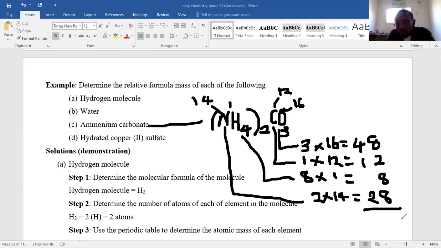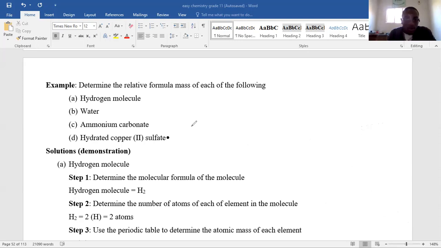Putting them together, 8 plus 8 is 16, plus 8 is 24, plus 2 is 26. So you put 6 and remain with the 2. So this plus this, 6, 7, 8, 9. So 96. So 96 is the relative formula mass of ammonium carbonate. So you can try out hydrated copper 2 sulfate.